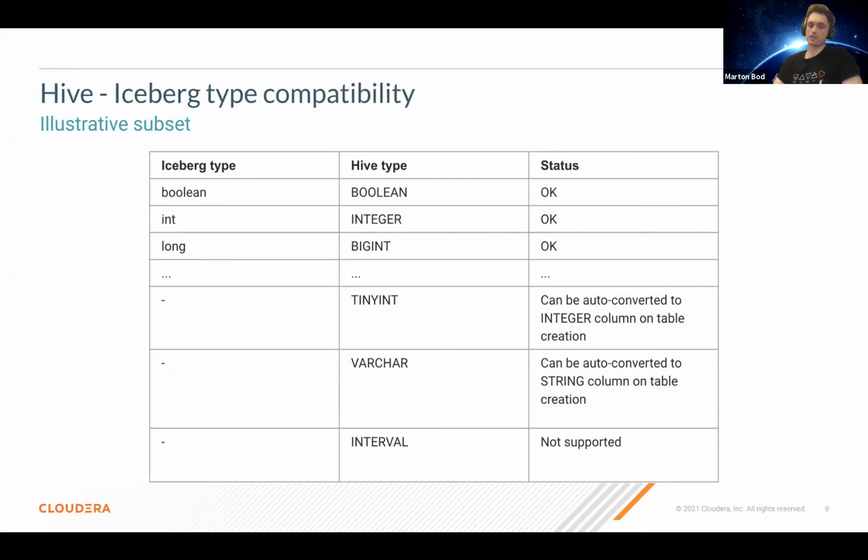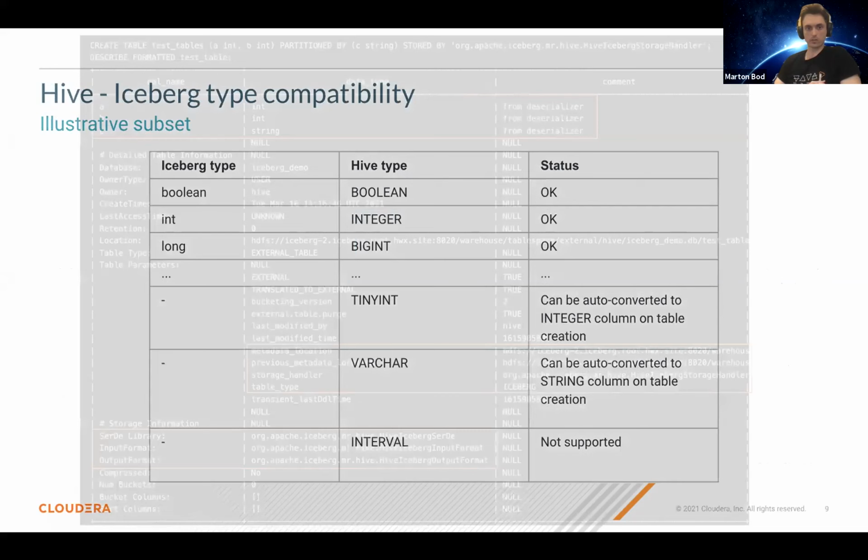All right, so I think we can skip this one for the interest of time. This is basically just a table of the type compatibility between Iceberg and Hive, but I think we already touched on this.